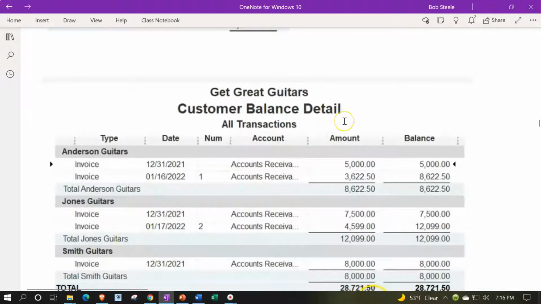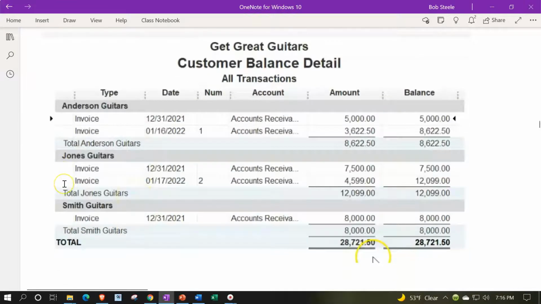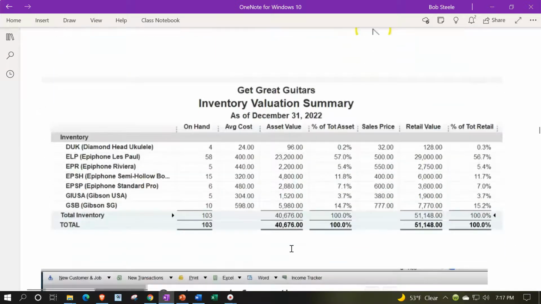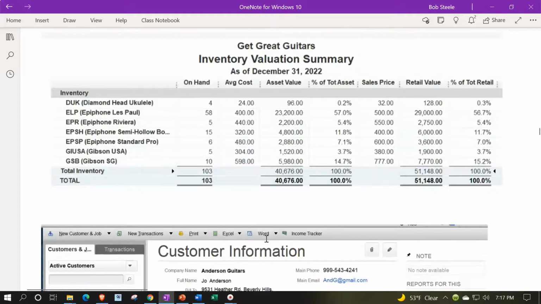Here's the customer balance detail, where we're now looking at Jones Guitars, where we have the second invoice. This is a sub-ledger report backing up or supporting the accounts receivable line item on the balance sheet or the trial balance, and the bottom line number should still match what is on those reports. The inventory valuation summary now shows what is left in the inventory, supporting the line item on the balance sheet or trial balance related to inventory. This number ties out to it, 40,676.